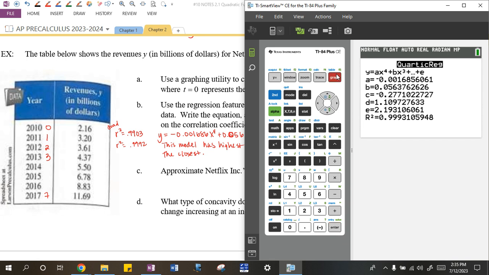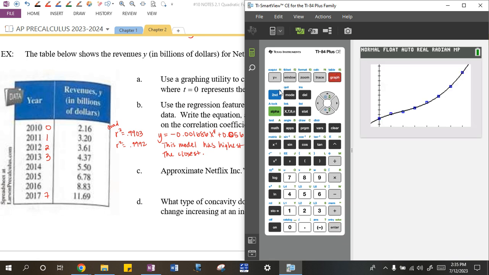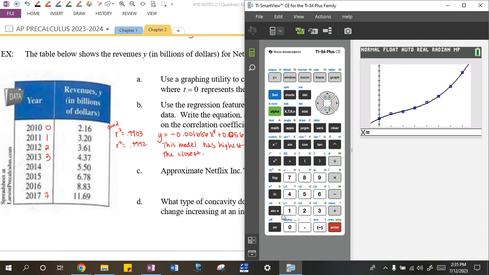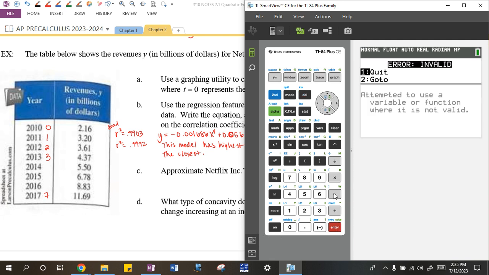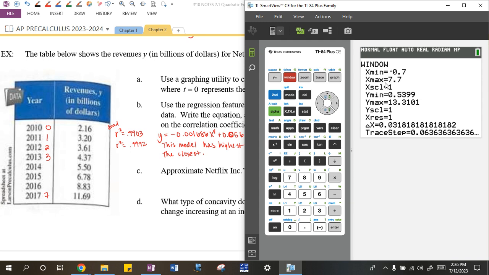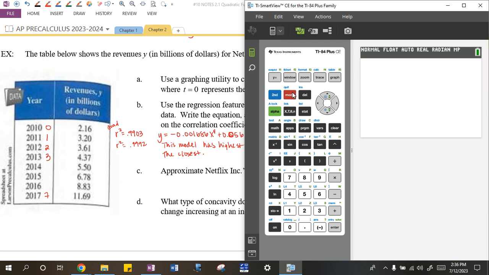How do we do that? We go to the graph and we say second trace, value, 18. No, wait, not 18, 8. Because remember, 7 was 2017. Why does it say error invalid? Well, my window, the way it's zoomed, doesn't actually go to 8. Okay, so what if the value you're finding is outside of your window?